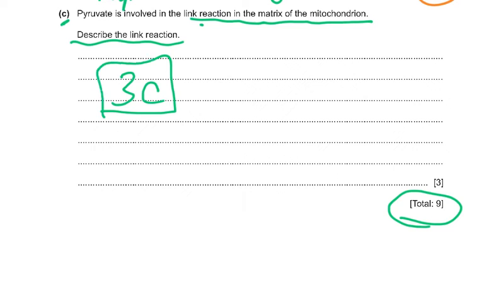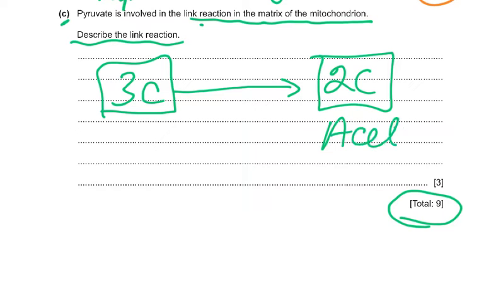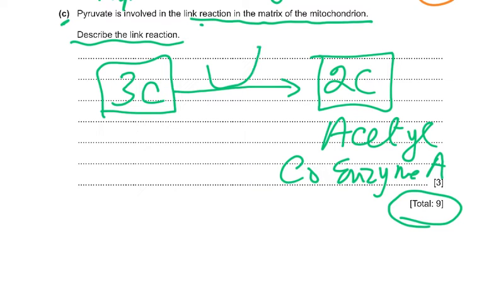3C pyruvate to 2C acetyl CoA. That's how I teach you. Acetyl coenzyme A. You could have even said acetyl CoA. That's acceptable. And then what is going to be happening? NAD is going to be reduced. So NAD, you put an arrow here, NADH. You got a mark for that. And then this is the dehydrogenation. And then of course also carbon dioxide is going to be exiting. So this is decarboxylation.